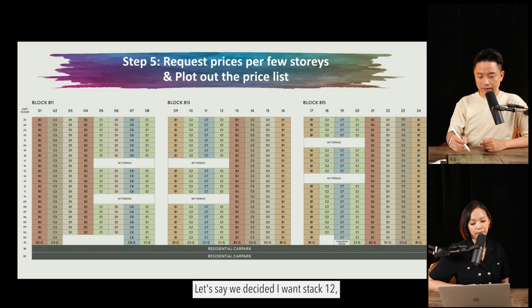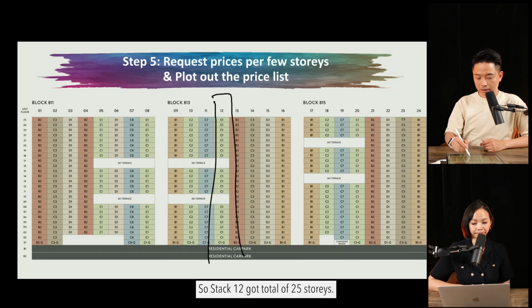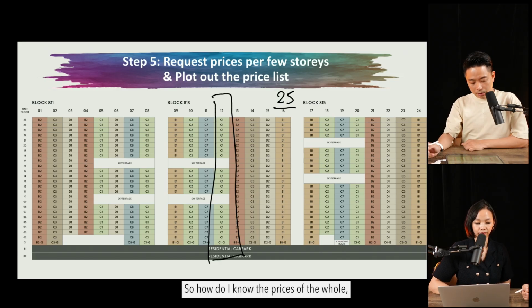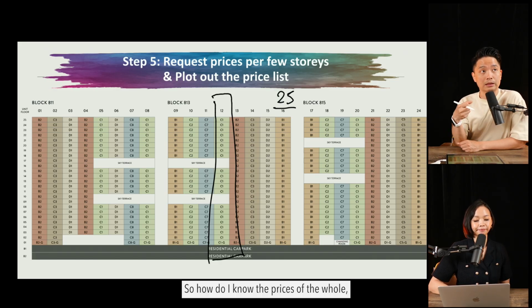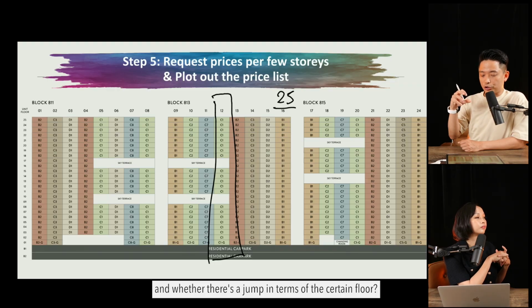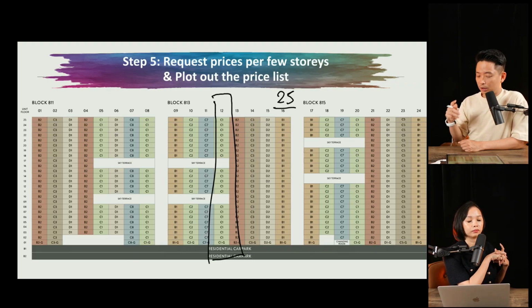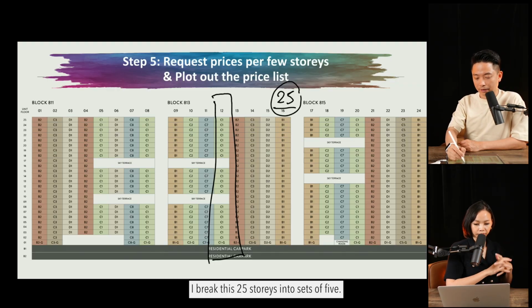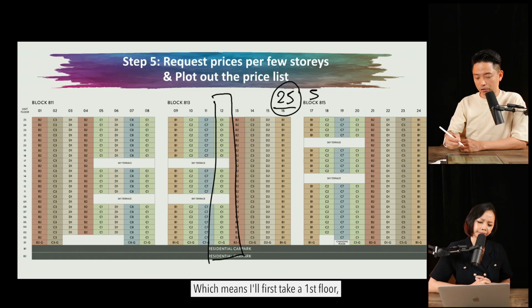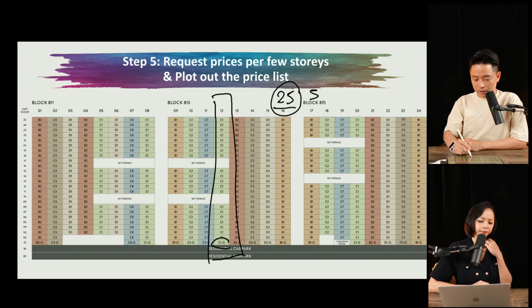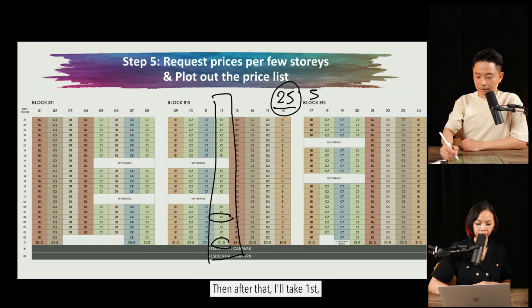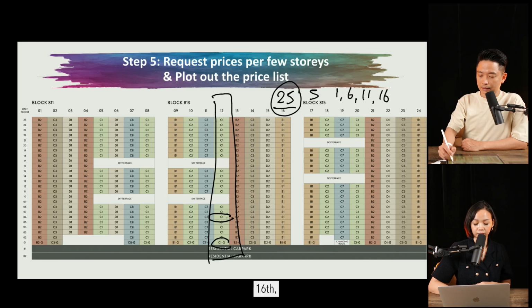Correct. Let's say we decided I want stack 12. So stack 12 has a total of 25 stories. Okay. So how do I know the prices of the whole stack and whether there's a jump at a certain floor? It's very easy. I break these 25 stories into sets of 5, which means I will first take the first floor. The second unit I will take is the 6th floor. Then after that I will take first, 6, 11, 16, 21, and the last one, 25.